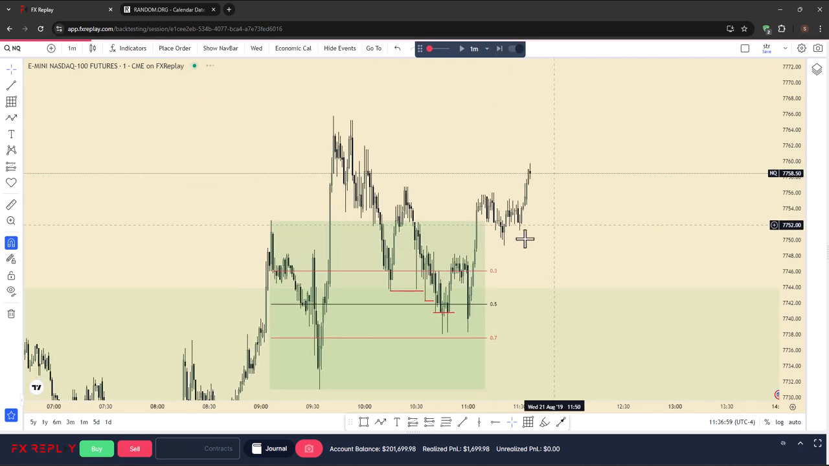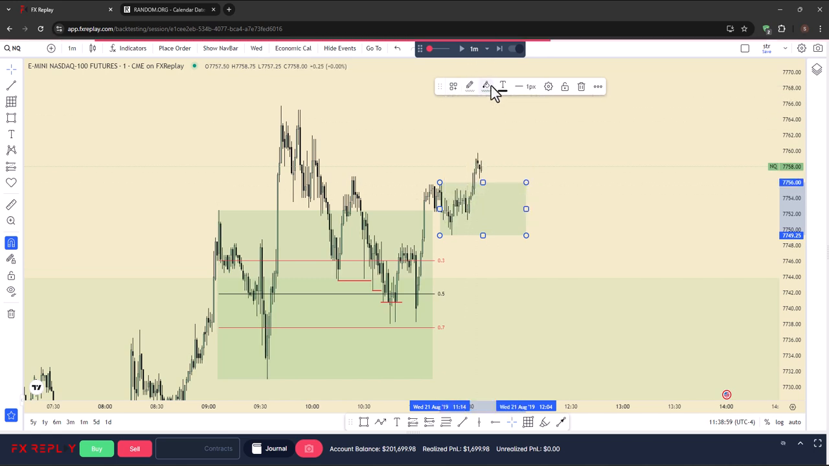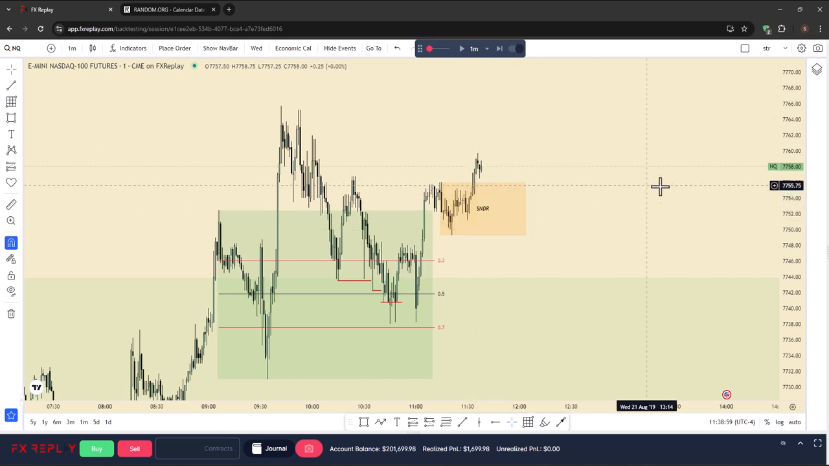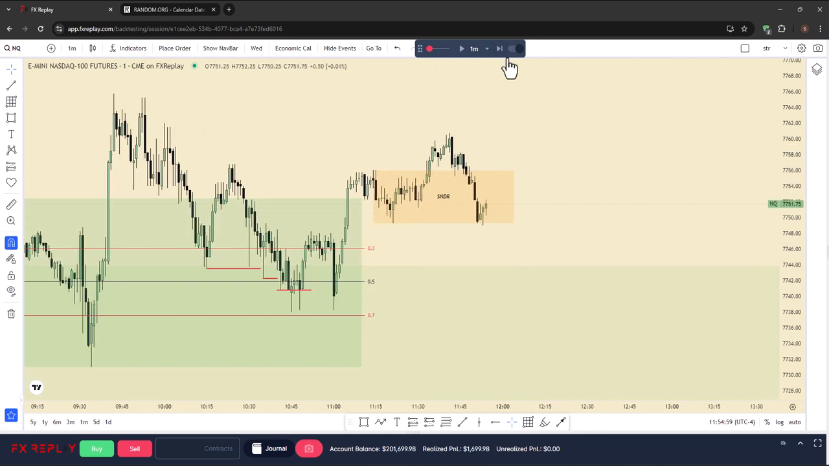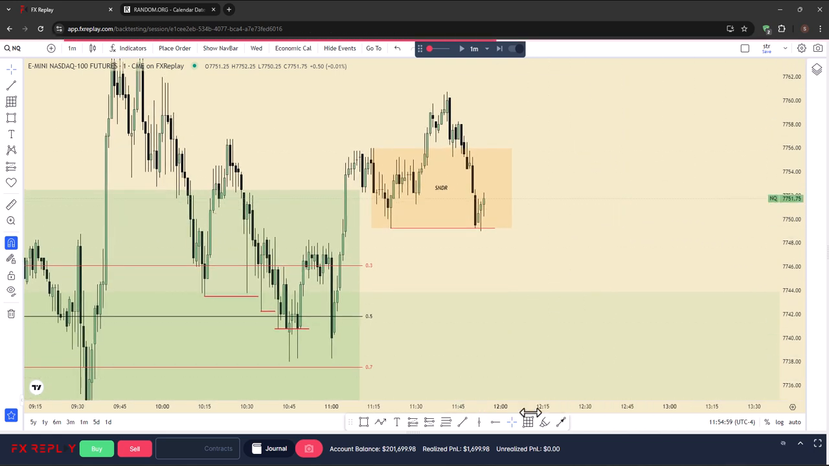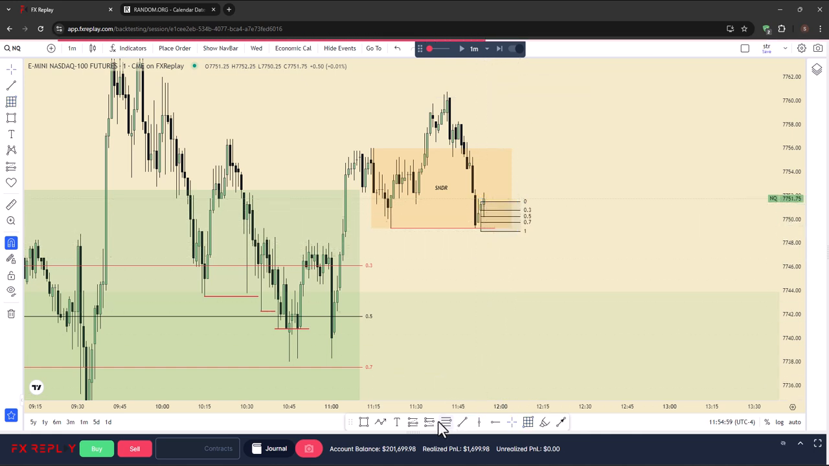Okay, so we are moving away from this zone. Now this will become the SNDR. Let's see how price is gonna react from the SNDR. Okay, one of my favorite setups is sweeping the SNDR like this. This is one of my favorite setups. Let's see if price is gonna give me a nice entry from here.